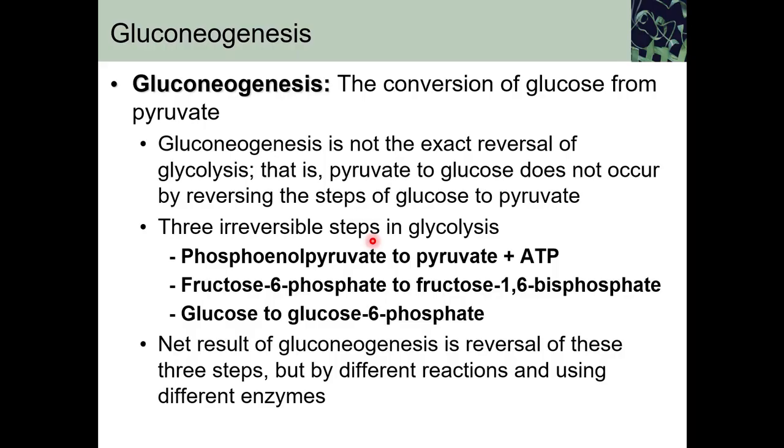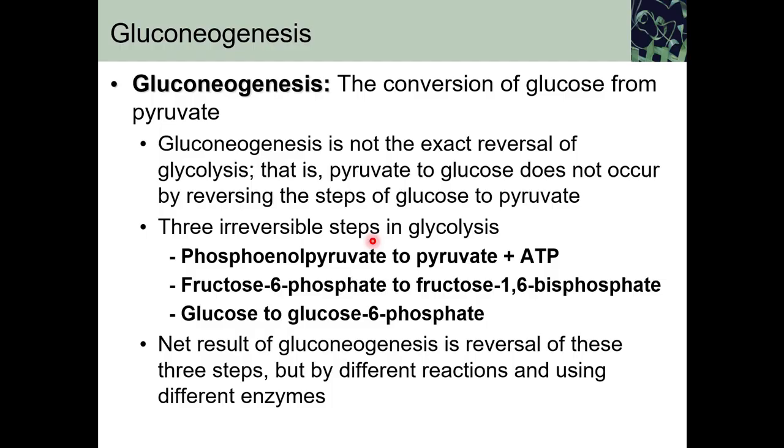Okay, so gluconeogenesis is not the exact reversal of glycolysis. That is, pyruvate to glucose does not occur by reversing the steps of glucose to pyruvate. And why is that the case? Remember that the process of glycolysis, in fact all metabolic processes, are exergonic overall. So the opposite of it will be endergonic and will therefore be non-spontaneous. So you cannot reverse a pathway and expect it to happen spontaneously.